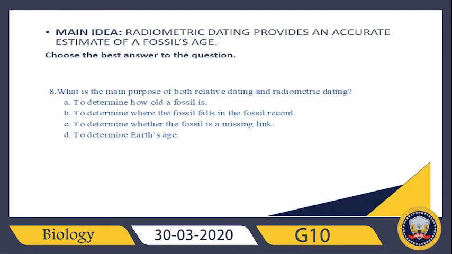A, to determine how old the fossil is, B, to determine where the fossil falls in the fossil record, C, to determine whether the fossil is a missing link, D, to determine Earth's age. What do you think, guys? Exactly, the correct answer will be A. The main purpose of both relative dating and radiometric dating is to determine how old a fossil is.